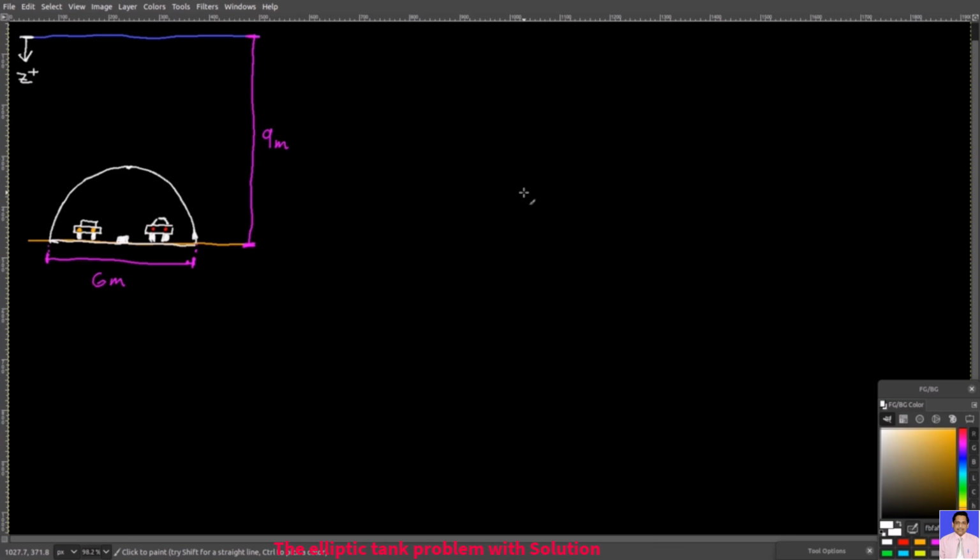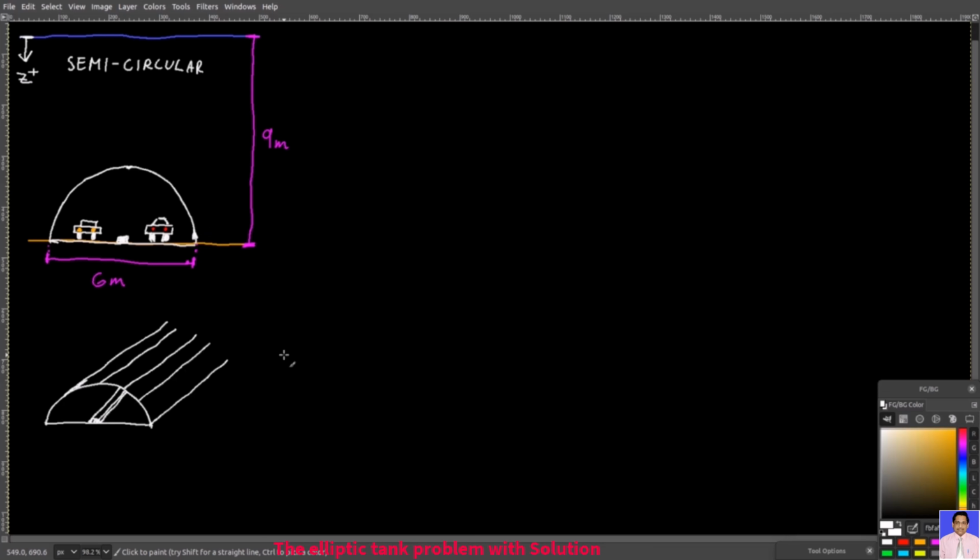I have an underwater tunnel here, which is semicircular. The total depth from the surface of the water till the bottom is 9 meters, and the width of the tunnel is 6 meters. The bottom of the sea is flat. It means that the depth of the tunnel stays 9 meters always as you go along the length of the tunnel. The density of water is 1,000 kilograms per cube meter.